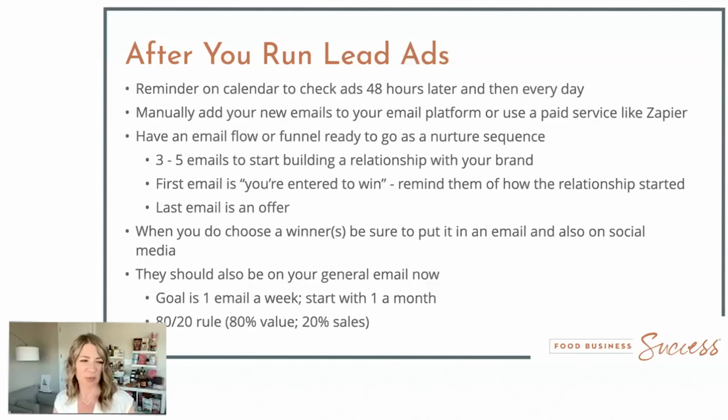I like the 80-20 rule: give 80% value and 20% sales. So if you were sending 5 emails out, 4 of them would be a recipe or how to use the product. Sometimes value is entertainment, like showing me a picture of a cute corgi. I'm entertained. So give me value, and then give me one email that's about sales. That's really important.